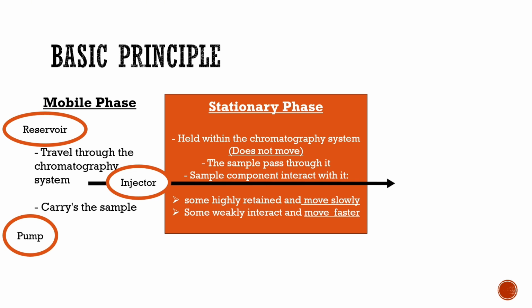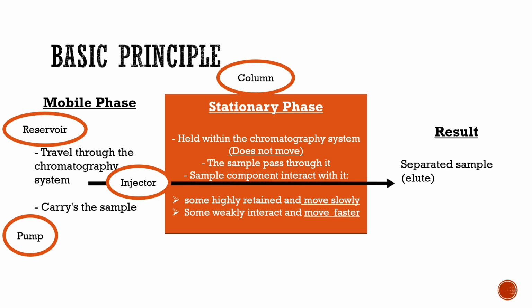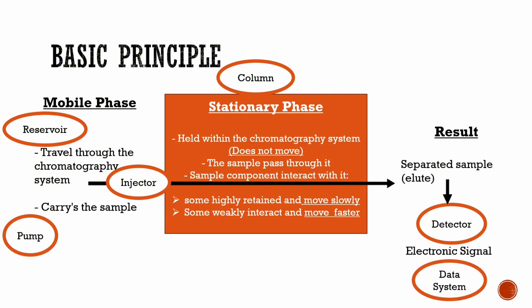So the sample will pass through it, and the sample components will interact with the stationary phase. Some of the sample components will be highly retained and will move slowly, and some will interact weakly and move faster. This is usually in a column. The result is a separated sample that will elute outside the chromatography system. It will come into a detector which will generate an electronic signal, and the data system will give meaning to these signals.